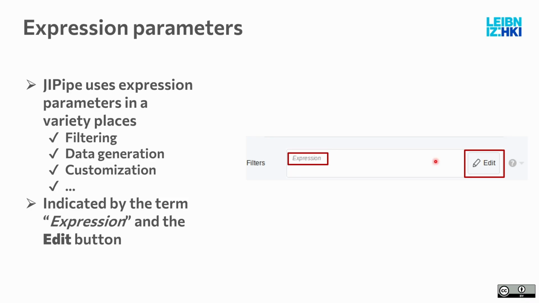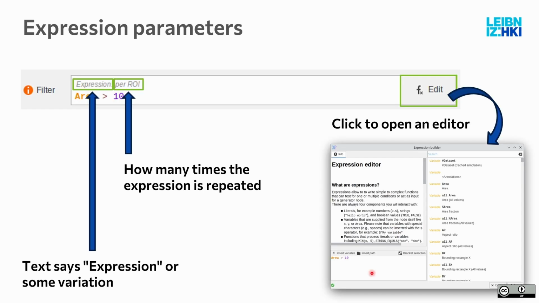You use them for filtering, you use them for generating data, you are using them for customizing parameters, adapting them to things. And then some of them have also some additional information. For example, here's one that goes through ROIs, filters them. And there it says, okay, it's an expression that is applied per ROI. When you click this edit button, you will get an editor that is a bit designed like this MS Excel formula builder, where you see everything that is available, all the functions, all variables.